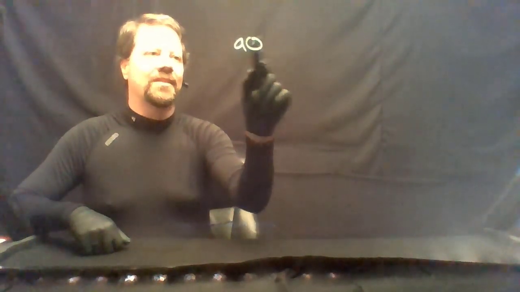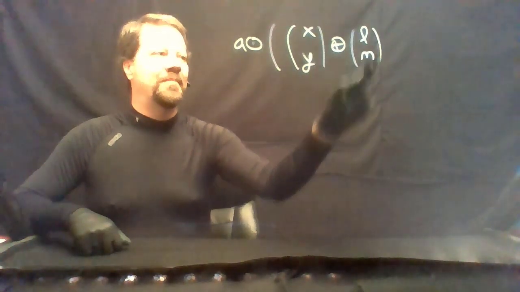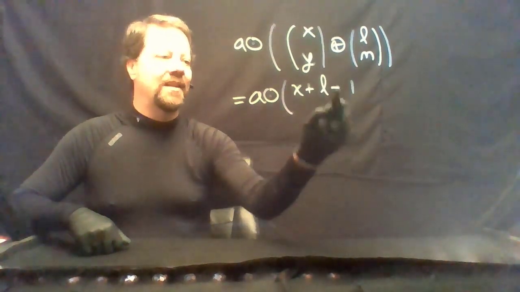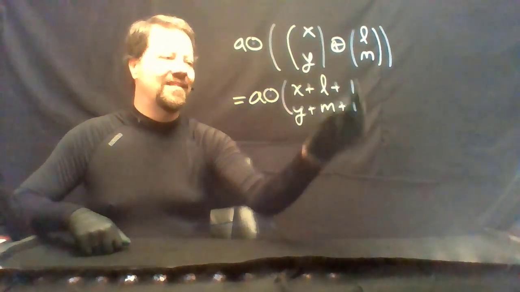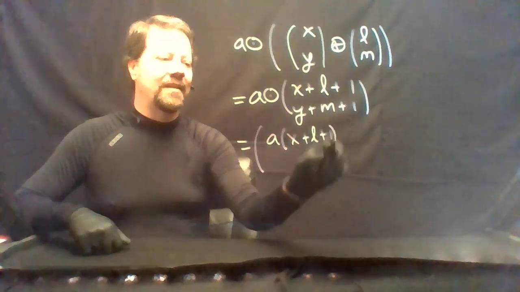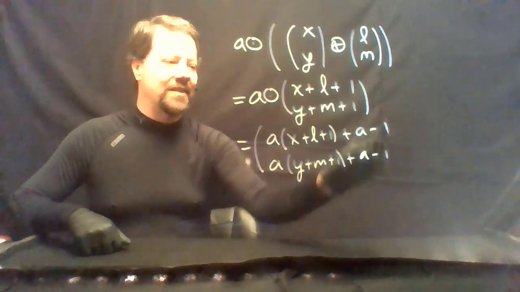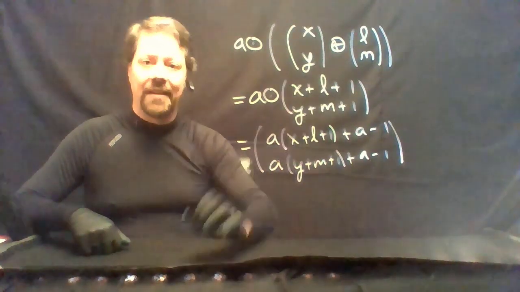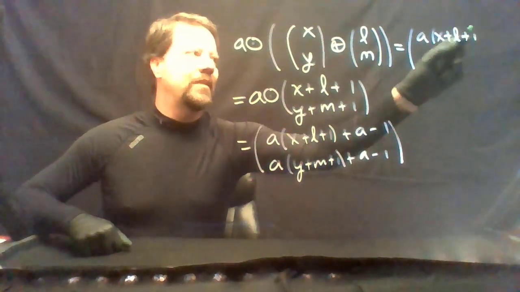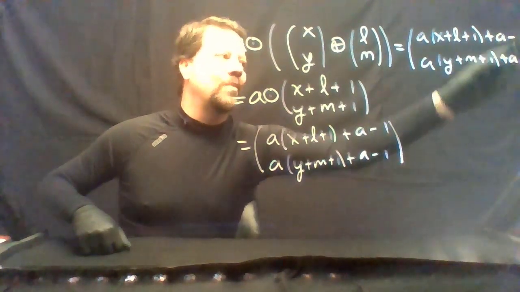Let's look at a, circle times the quantity xy plus, circle plus, lm. That's going to be a, circle times x plus l minus 1, y plus m minus 1. And that gives us a times x plus l plus 1 plus a minus 1, and a times y plus m plus 1 plus a minus 1. Now we have to look at what happens on the other side of the distributive law. Let me make a note. We have a times x plus l plus 1 plus a minus 1, and a times y plus m plus 1 plus a minus 1.